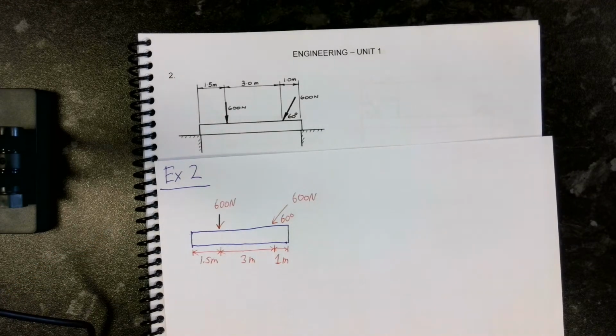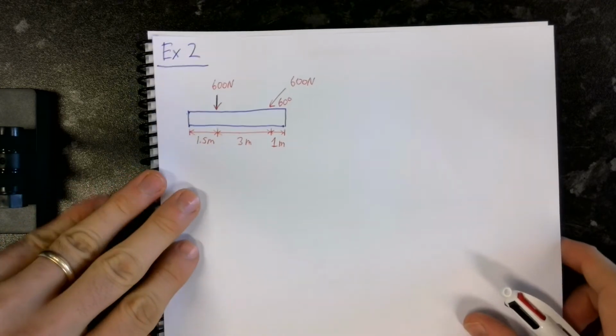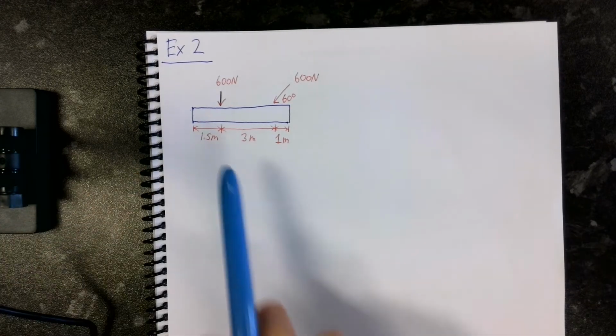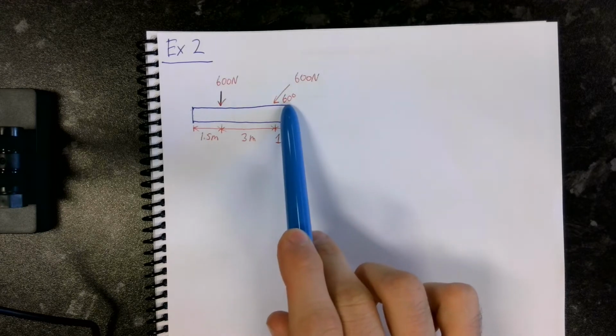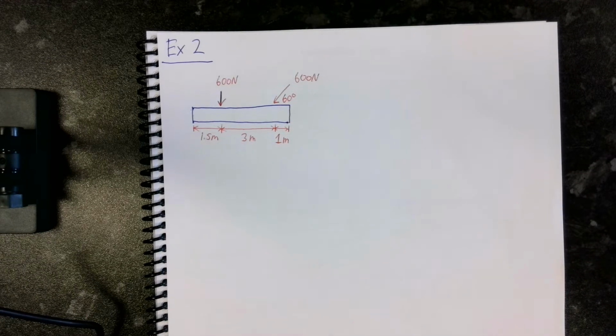So that's our first one there. We want to find the resultant for this beam. So I've done a little replica again. We've got a vertical force of 600 newtons, an angled force of 600 newtons at 60 degrees, and then 3 distances.